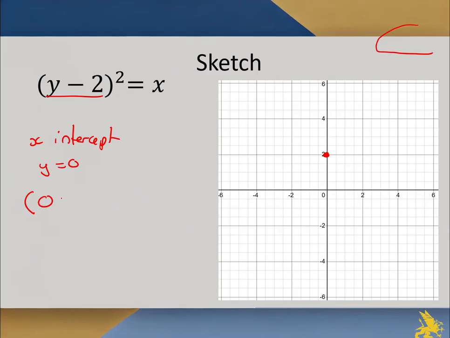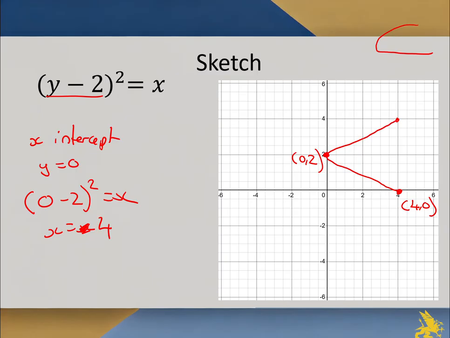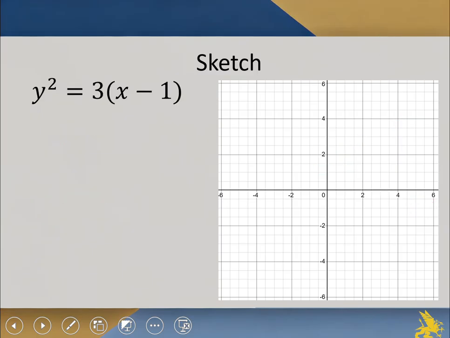If I do that, I've got 0 take away 2 squared equals x. So that gives me -2 squared, which is 4. So x must be 4. I'm going to label the point when x is 4, y is 0, and when x is 0, y is 2. So I've got everything I need. And now I'm just going to draw my graph. Slightly sharper than it should be, but that is how it's going to look.